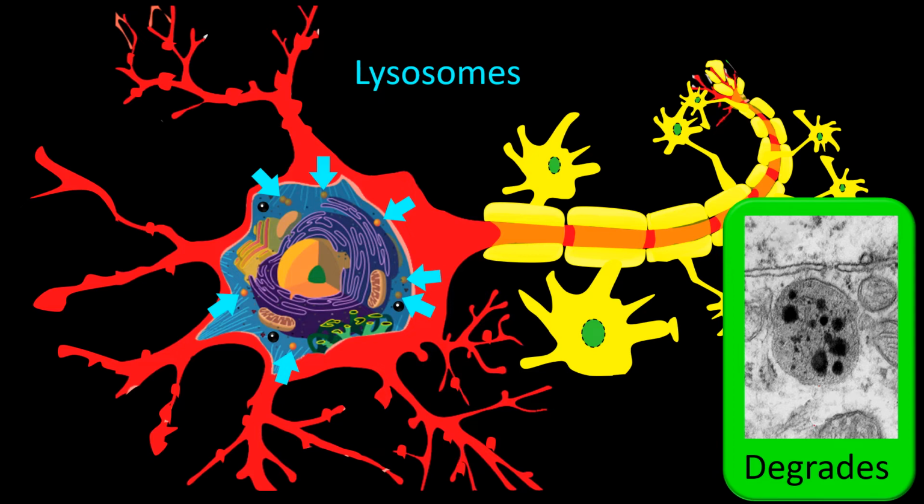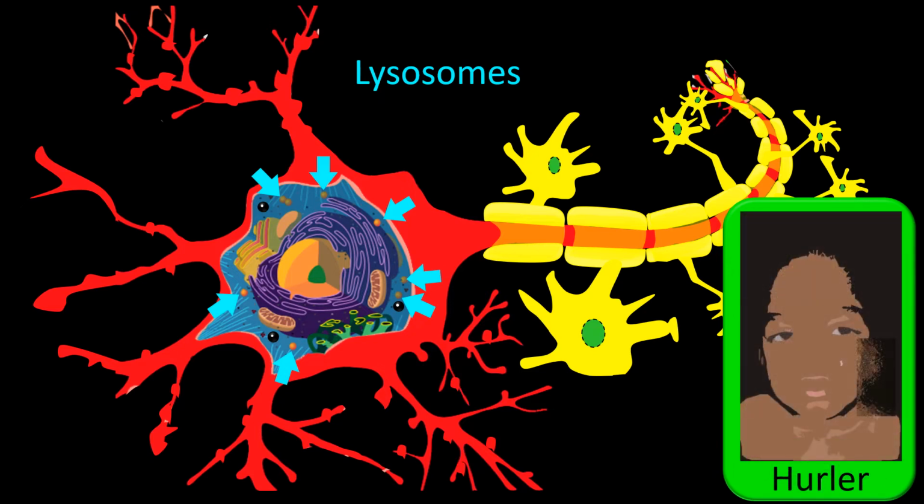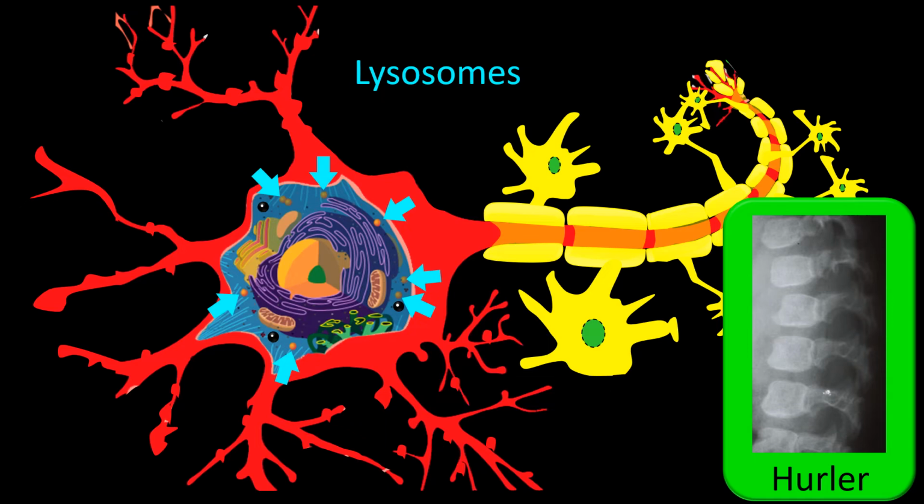Lysosomal dysfunction produces Hurler disease, characterized among other things by coarse facies, cloudy corneas, mental retardation, and abnormal-looking vertebrae. These vertebrae are called fish mouth vertebrae.